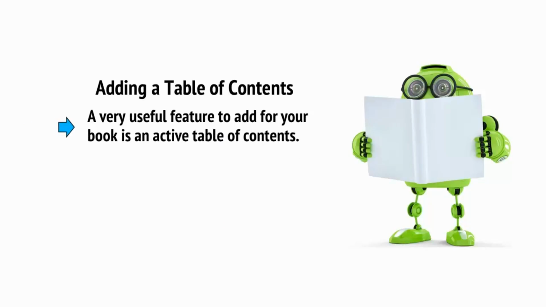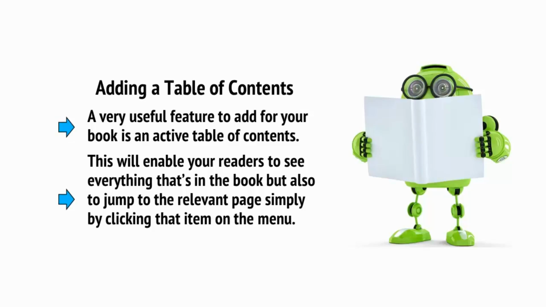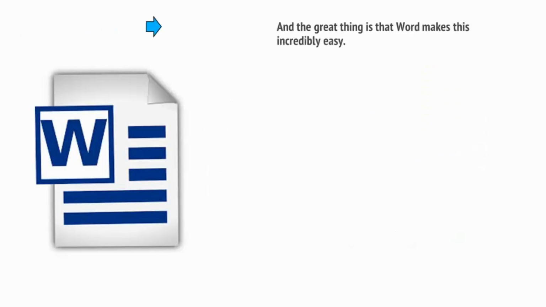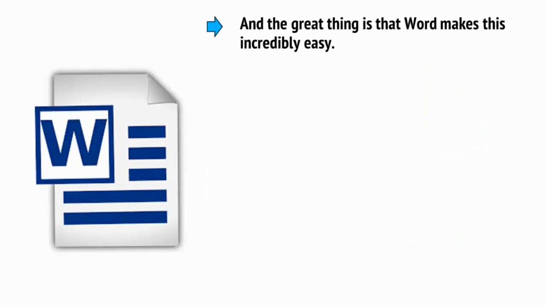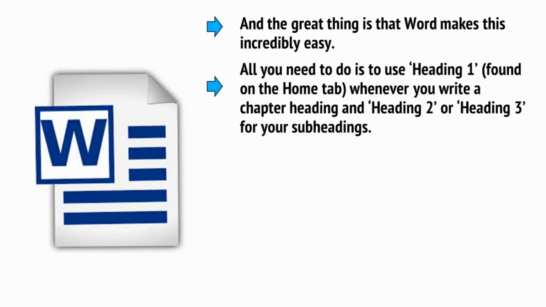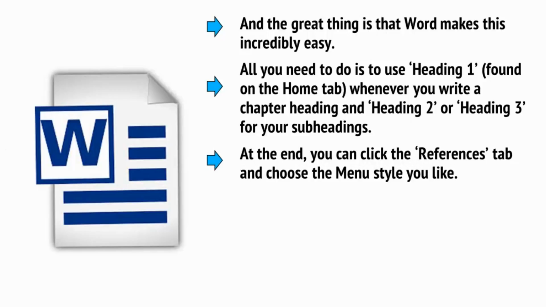A very useful feature to add to your book is an active table of contents, and this will enable your readers to see everything that's in the book, but it'll also enable them to jump to the relevant page simply by clicking that item on the menu. And the great thing is that Word makes this incredibly easy. All you need to do is to use heading 1, which is found on the Home tab, whenever you write a chapter heading, and heading 2 or heading 3 for your subheadings. At the end, you can then click the References tab and then choose the menu style that you like.